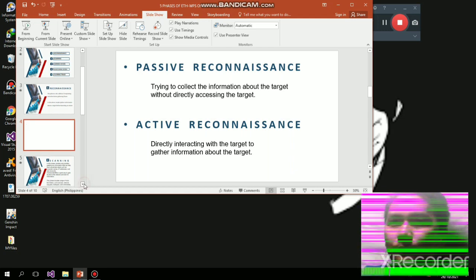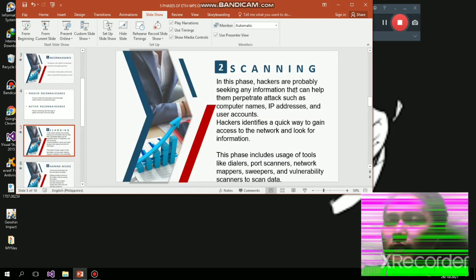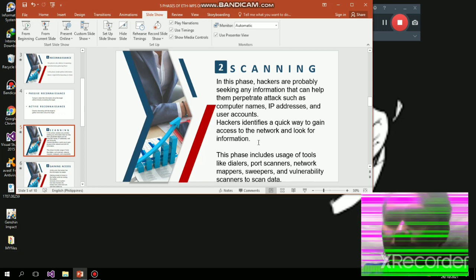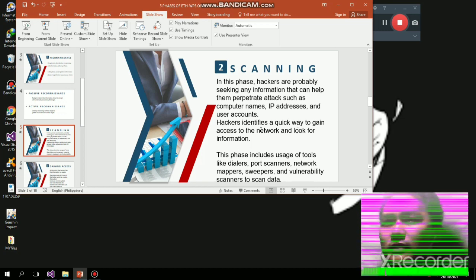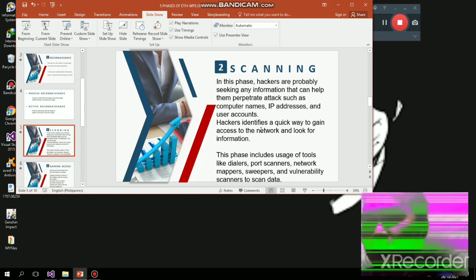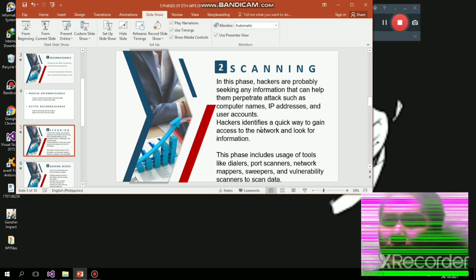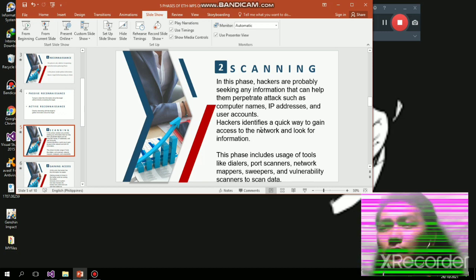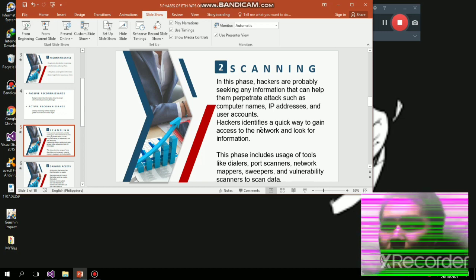So the second phase is scanning. In this phase, hackers are seeking any information that can help them penetrate attacks, such as computer names, IP addresses, and user accounts. Hackers identify a quick way to gain access to the network and look for information. This phase includes usage of tools like dialers, port scanners, network mappers, sweepers, and vulnerability scanners to scan the data. So in this phase, you are scanning your target.